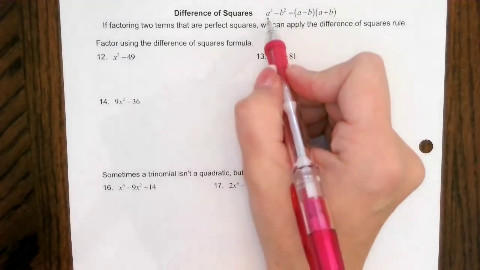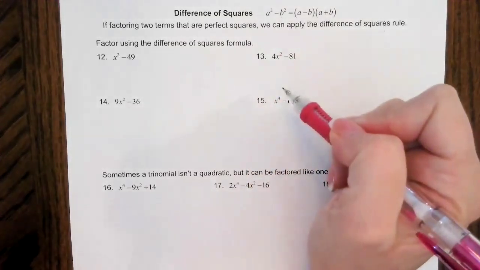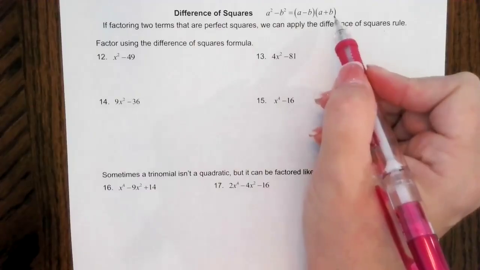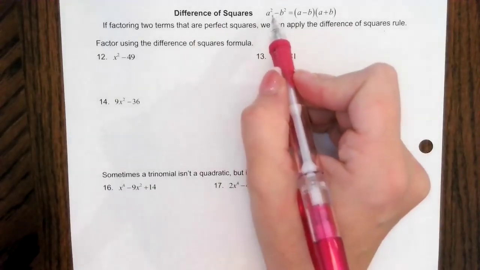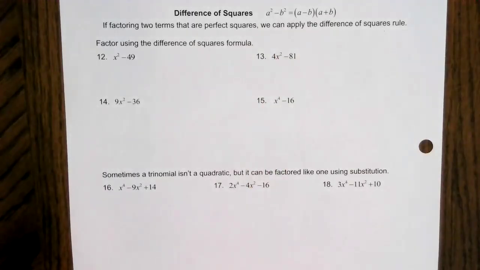It tells you if you have a perfect square minus a perfect square, it will always factor to be the first term minus the second term, and then the first term plus the second term. It does have to be minus. If it's plus, it does not factor. So it is a squared minus b squared.